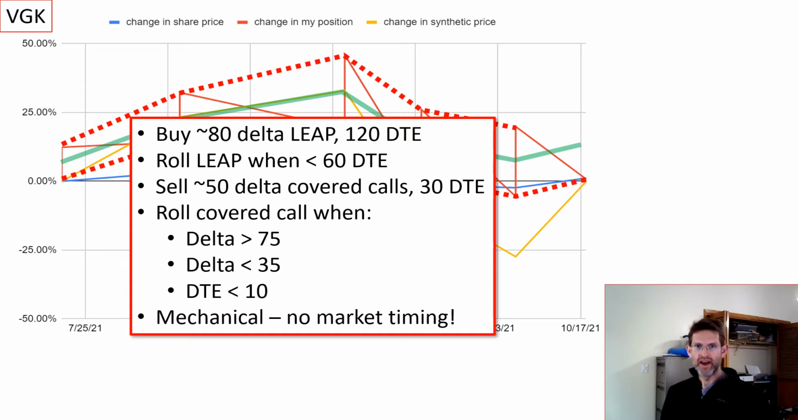To remind you of my strategy, which is a fairly mechanical strategy, which I use for all these trades: I buy the 80 Delta Leap, about 120 days to expiration. I roll that leap out in time when it gets to less than 60 days to expiration. I sell at the money covered calls with about 30 days to expiration against the leap. And I roll that covered call whenever the delta rises above 75, if it falls below 35, or I get to less than 10 days to expiration. So I'm not trying to time the market. This is a purely mechanical strategy.